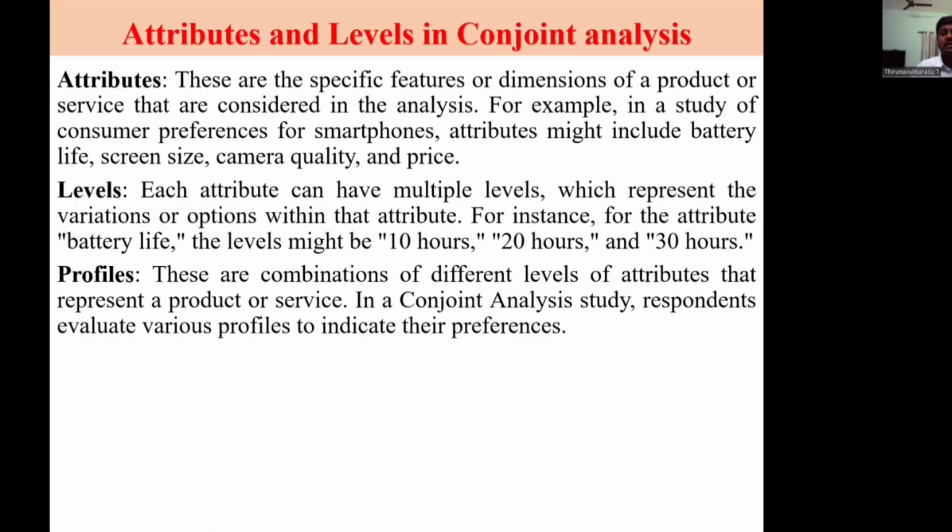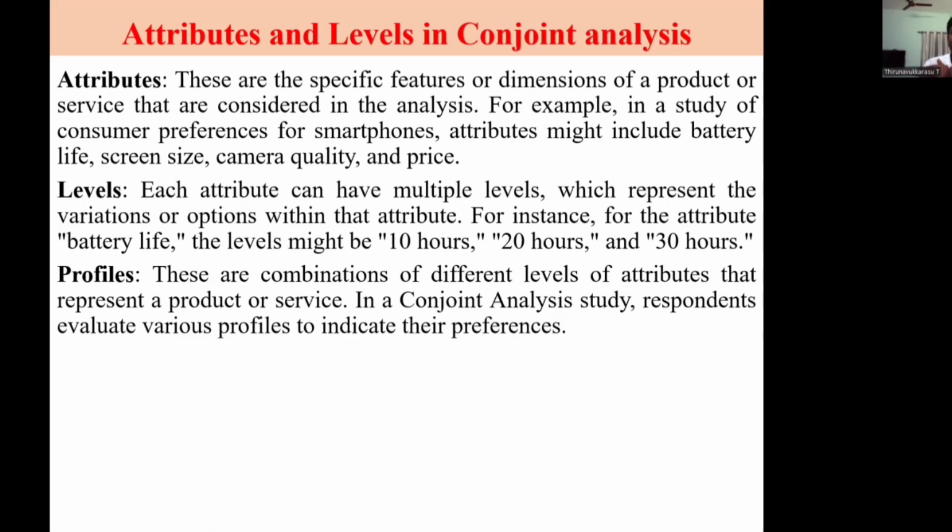Attributes and levels in conjoint analysis. Attributes are the specific features or dimensions of the product or service that are considered in the analysis. For example, in a study of consumer preference for smartphones in the above example, attributes might include battery life, size, camera quality, price, etc. Levels: each attribute can have multiple levels, for example, battery life of 10 hours, 15 hours, 13 hours. So this is about the levels. Profiles are combinations of the different levels of attributes that represent a product or service in a conjoint study, which respondents evaluate to indicate their preferences.